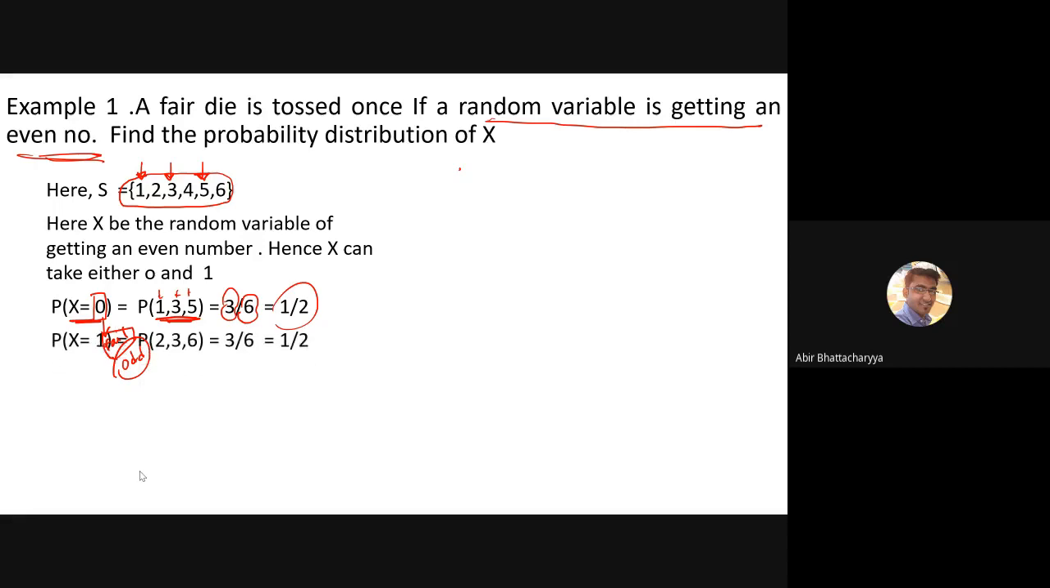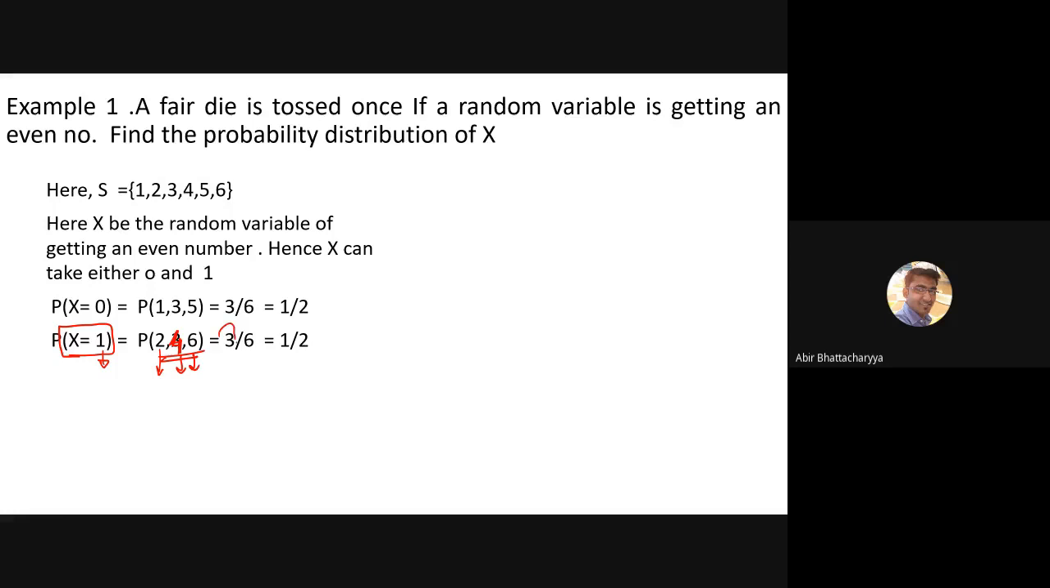1 by 2. Similarly, probability of x equals 1. X equals 1 means success, right? Success means getting an even number: 2, 4, 6. Sorry, not 2, 3, 6, it's 2, 4, 6. How many numbers are there? That is total 3. So the outcome is 3 by 6, again 1 by 2. So 1 by 2 and 1 by 2 is going to be your PMF.